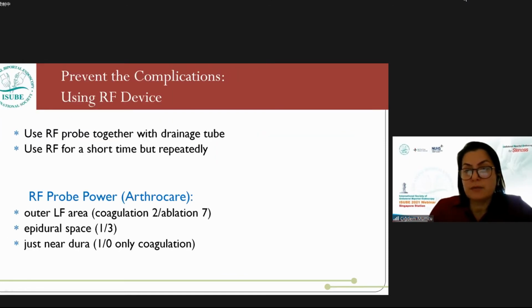To prevent RF damage, you can relatively touch on dura of lumbar spine, but on cervical spine, don't. You should use RF for a short time and repeatedly. And also, you should avoid touching directly on dura of cord level.